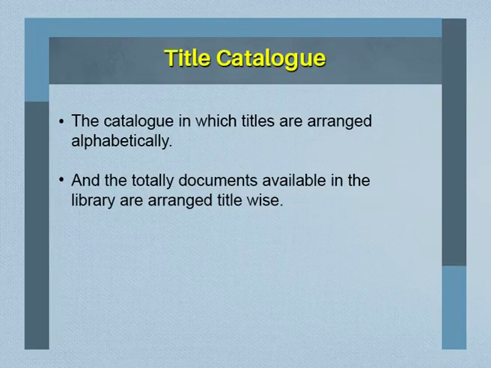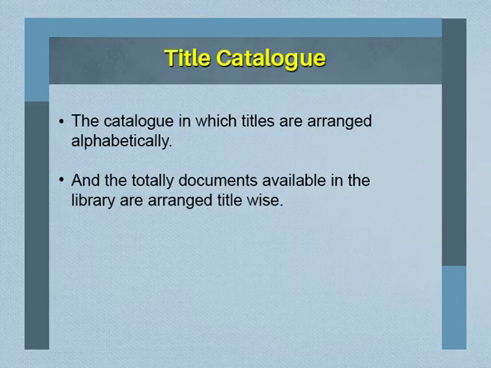Coming to the title catalog, as the name indicates, the titles are grouped together and all those titles are arranged in alphabetical order. So a person who comes to the library wanting to search for a document by title can approach this type of catalog and easily identify the documents. The total documents available in the library are arranged title-wise.